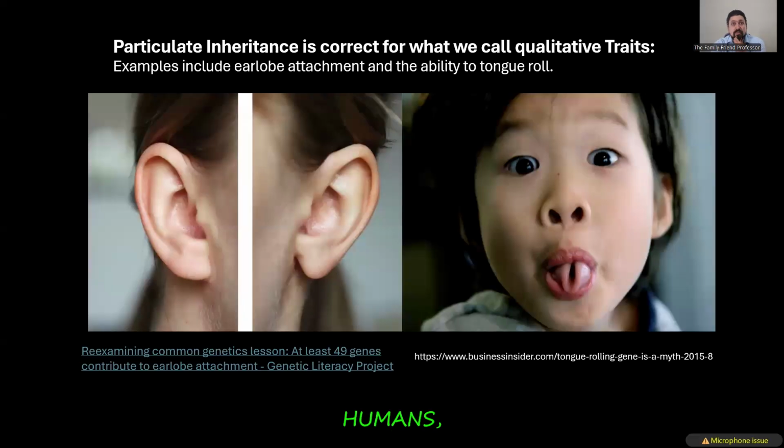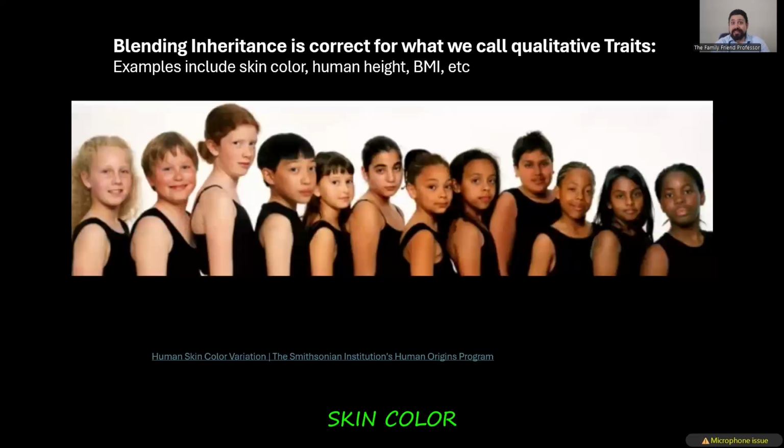In the case of humans, for example, some of the traits, you could have the earlobe either attached or not, right? And also your ability to roll your tongue, you could either do it or not, right? Like this, I can do it. So it's either or, there is no intermediate phenotype. But we know that the blending theory is also correct, right? So in the case of human skin color, for example, it's not like you're either white or black. Well, there's all shades and all colors in between.